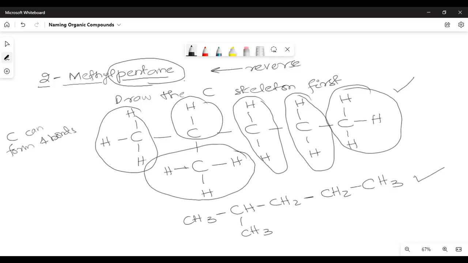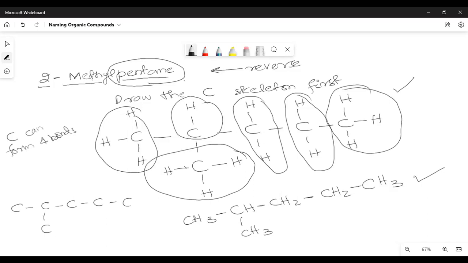Or you can do one more thing. I hope you remember that I did these parts like this. So there are 5 carbon atoms, and on the second one, I have 1 carbon atom with the branch. So what can you do? You can actually count these bonds.